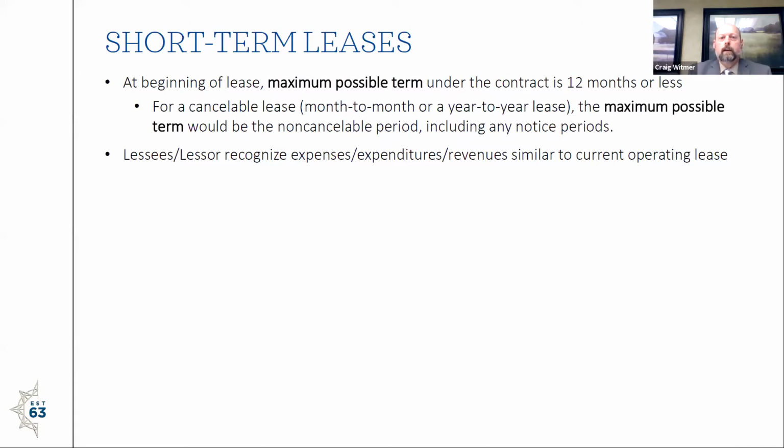So what's the key there? It's the maximum possible term. So if you have a month-to-month lease that has an automatic renewal extension, well, the maximum possible term may be much further beyond 12 months. If that is the case, then it's not going to meet that definition of a short-term lease. However, the next bullet point: if it does meet that definition, the maximum possible term is 12 months or less, then essentially you're going to do the accounting pretty similar to a current operating lease. So all the significance of this accounting is not going to come into play if you truly do have a short-term lease.